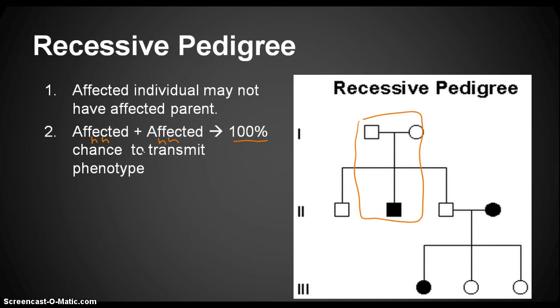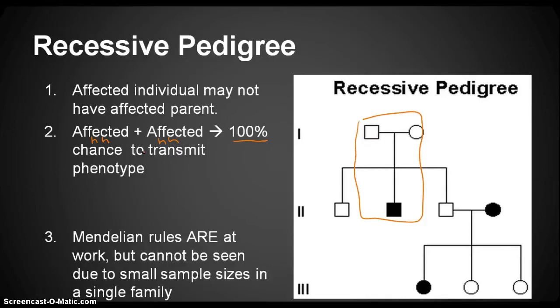Now finally, if we have recessive or if we have dominant pedigrees, something to keep in mind is that we do have Mendelian rules at work, but we don't always see them because of a small sample size. Each family, each set of parents are only going to have a few children. If each set of parents had, say, 20 or 25 children, then we might see more of those Mendelian ratios that we've been talking about for the last week or so.